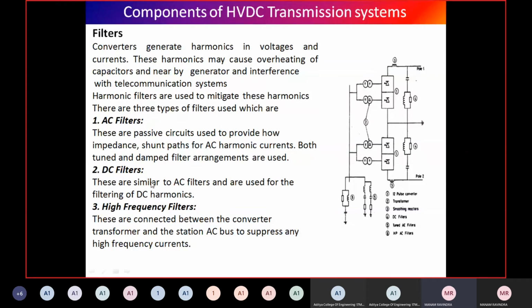Similarly for DC filters, as with AC filters, the DC harmonics are also eliminated. Certain harmonics are eliminated by providing those low impedance paths. And high frequency filters are connected between the converter transformer and the station AC bus to suppress any high frequency currents. For high frequency filters also, the impedance is built in such a way that whatever high frequency harmonics are there will be passed through that impedance.